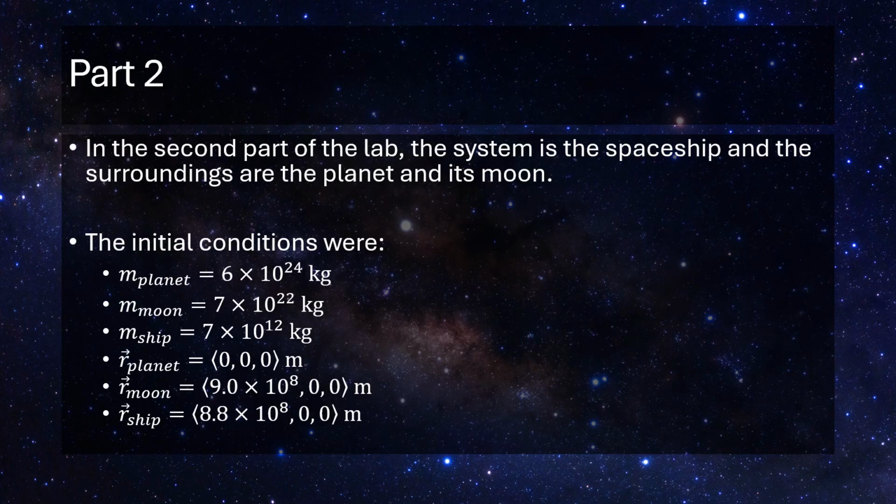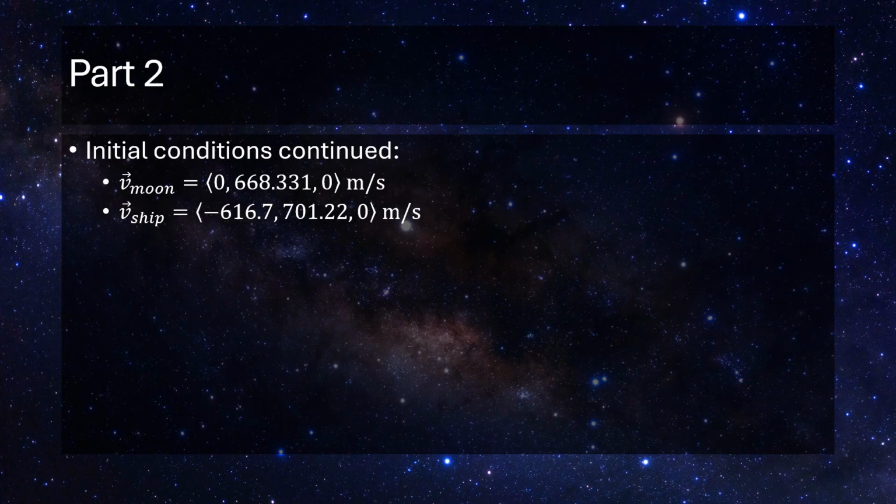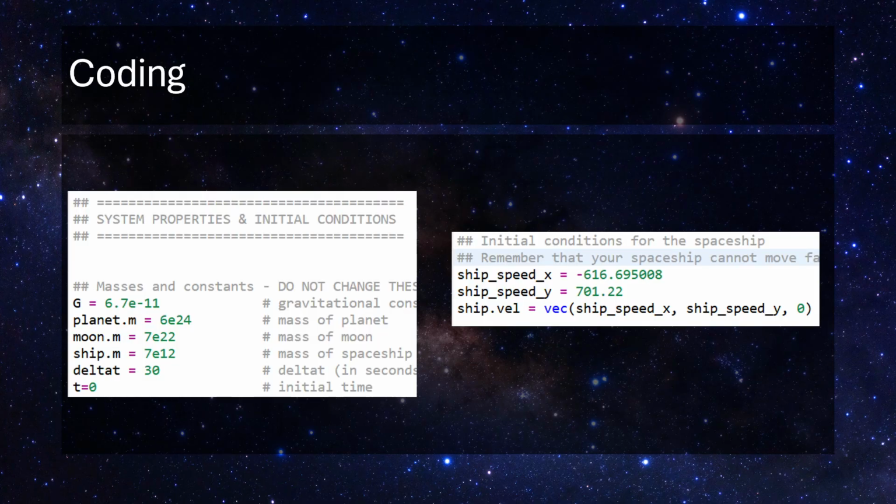Moving on to part 2. In this part, the system is a spaceship and the surroundings of the planet and its moon. Here are all the initial conditions, the masses, and the positions. And here are the initial velocities. Here are some snippets of my code from part 2, including the initial conditions on the left, and on the right is the initial velocity that I used for my ship to get the orbit.